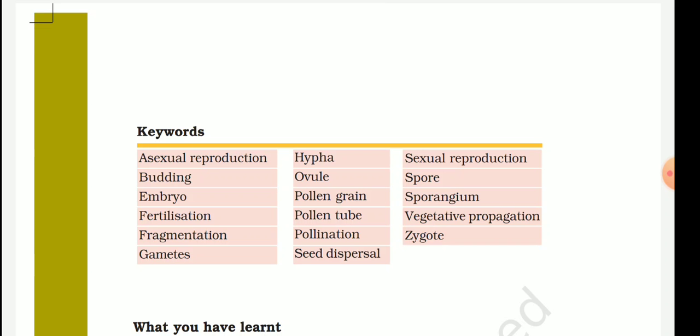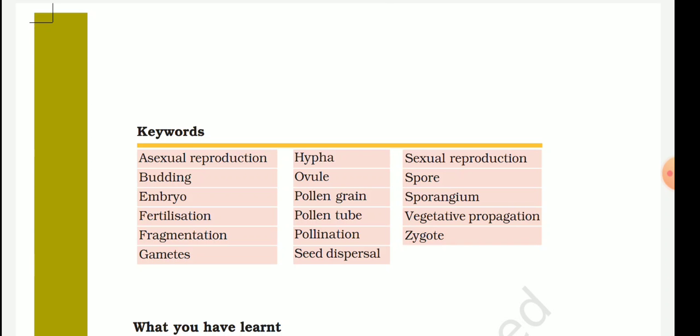Pollen tube. When the pollen grain lands on the stigma of the flower, it germinates and reaches the ovum, where it fuses with the ovum and fertilizes it. Next is pollination. You all know, the transfer of pollen grains from anther to the stigma is known as pollination. Seed dispersal. When the seeds are formed, so that the same kind of tree can grow in different conditions, seed dispersal occurs. It can occur with the help of wind, water or animals.